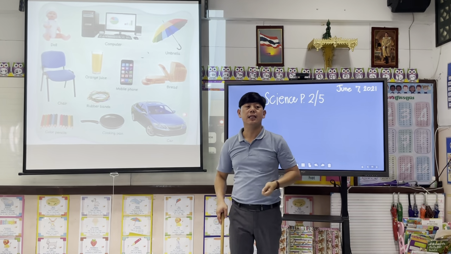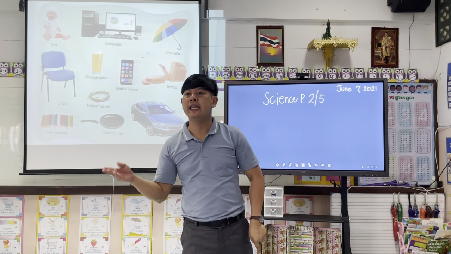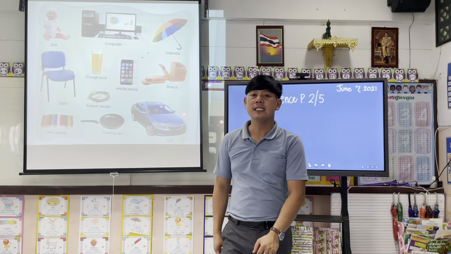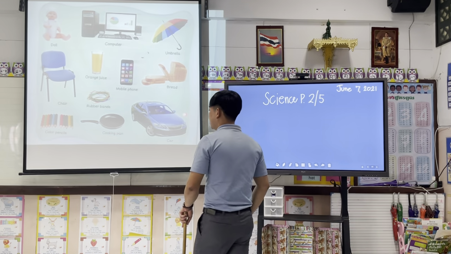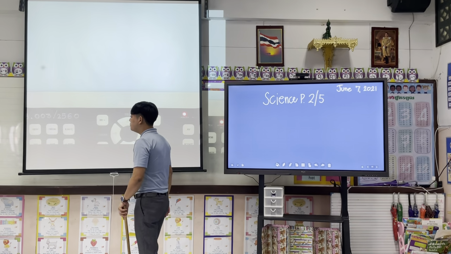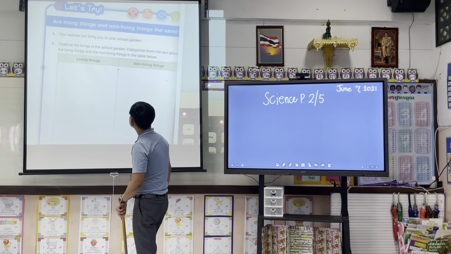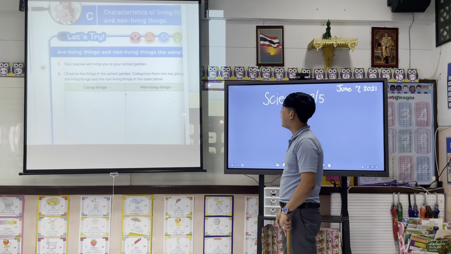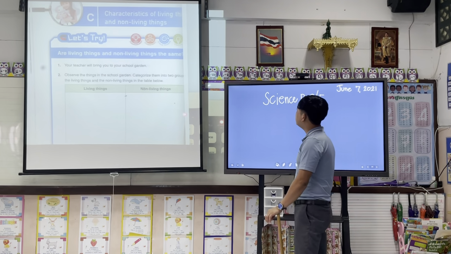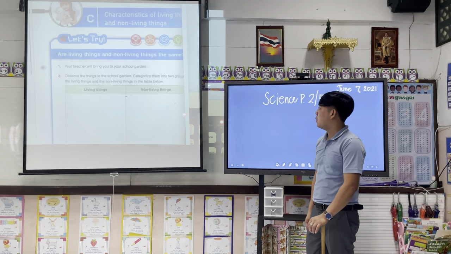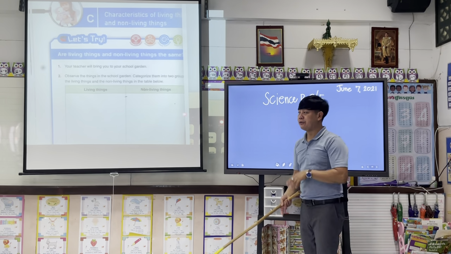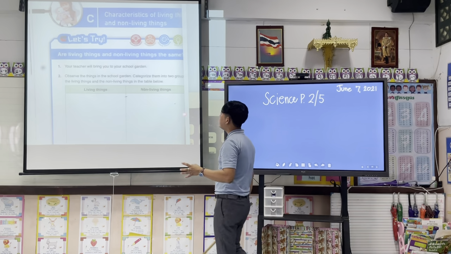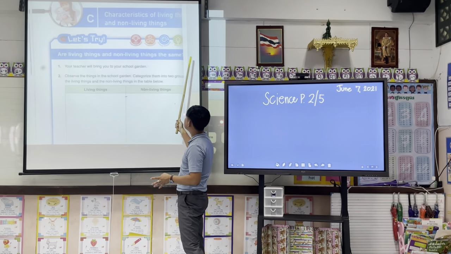Do you understand the difference between living things and non-living things? Okay, good. So, look at this. I have a table of the characteristics of living things and non-living things. What are their characteristics?